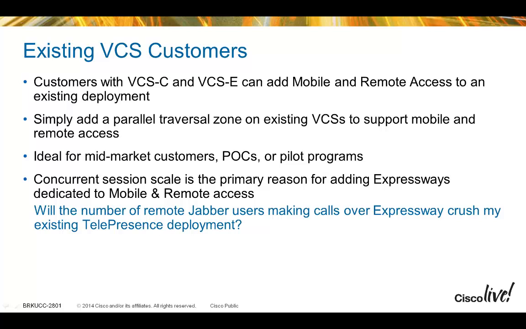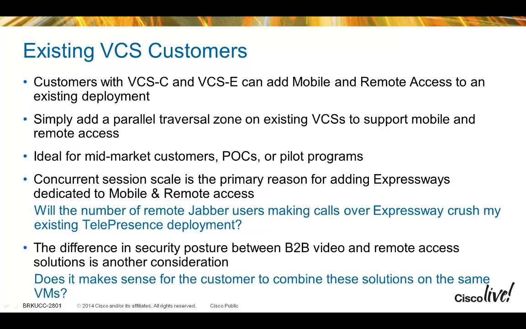So why would I stand up another Expressway if I already have VCS in play? Well, I think the biggest reason is scale, right? We talk about telepresence, and a lot of times it's in the tens, hundreds, maybe thousands, but typically a lot smaller than the scale we're talking about enabling with Jabber on soft phones, tablets, PCs, Macs. So scale is the primary reason you would deploy Expressway dedicated towards MRA.